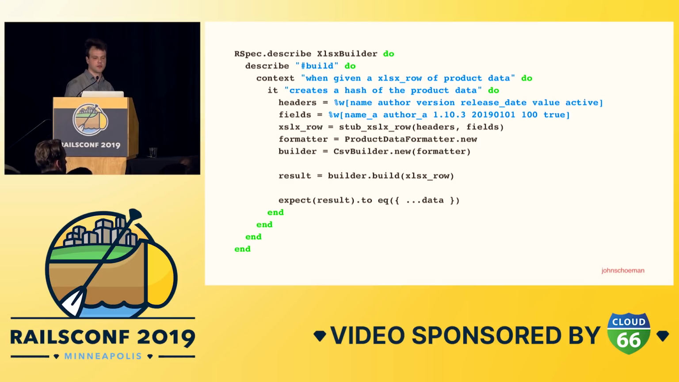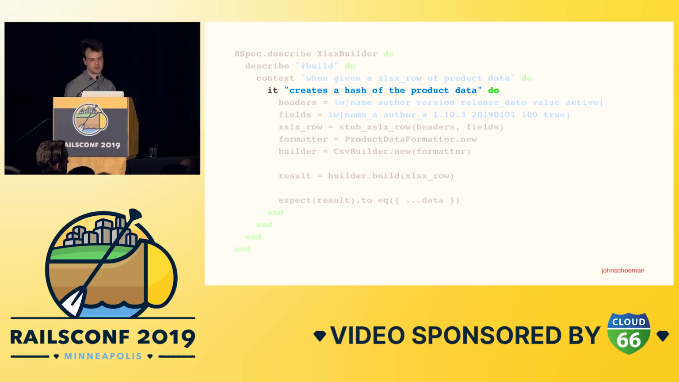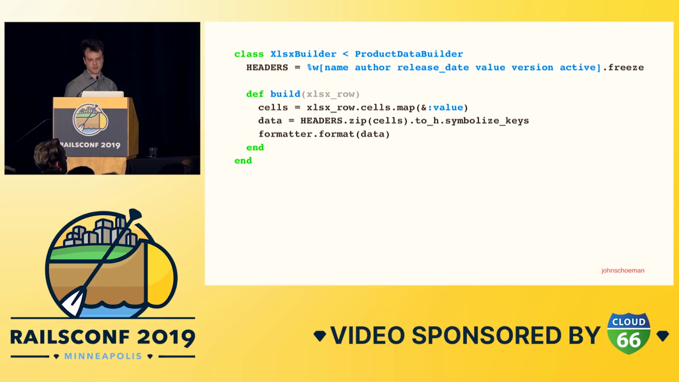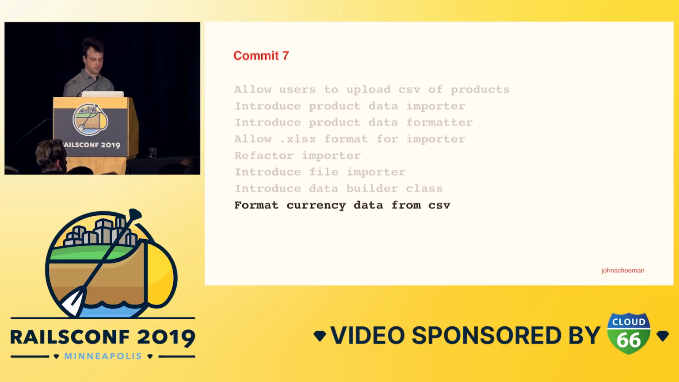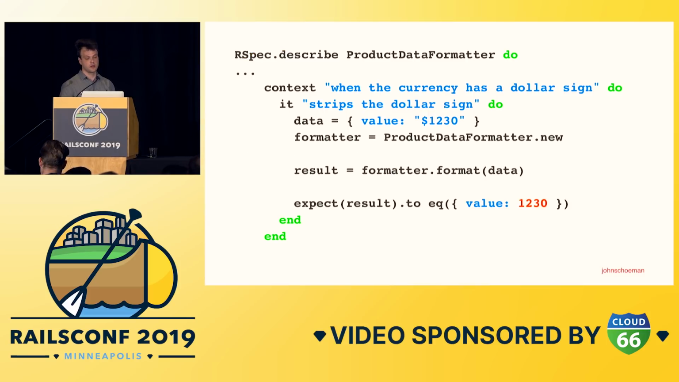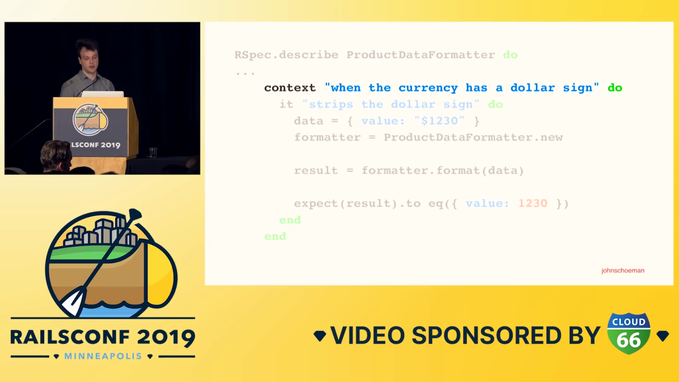We'll do something similar with the Excel builder, except this time it's Excel. Similar implementation. Cool. So we've done all of our refactorings. We've done all of our cleanup of our code. So now we can come in and we can introduce the new currency into our formatter. So that's what we'll do. We'll start with our spec.